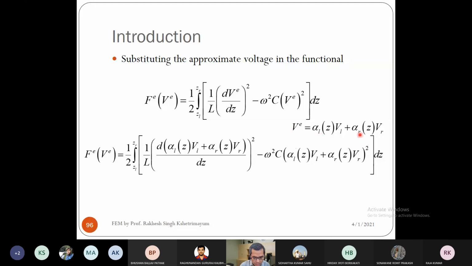We want to find the approximate expression for the potential inside this ZL to ZR. So it is expressed as alpha L BL plus alpha R BR. And alpha L and alpha R are line functions, one with positive slope and one with negative slope. So this is the expression for B. If we substitute it here, then this is what we're getting. So B, I have replaced it by alpha L BL plus alpha R BR. Same expression, I've just replaced the approximate expression for the potential over the element line segment as alpha L BL plus alpha R BR.